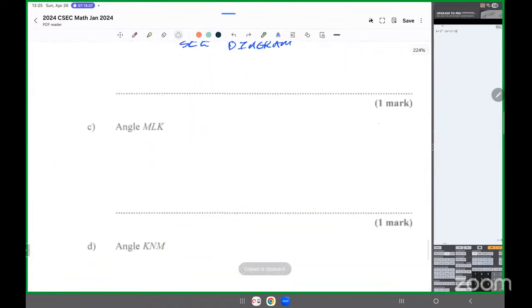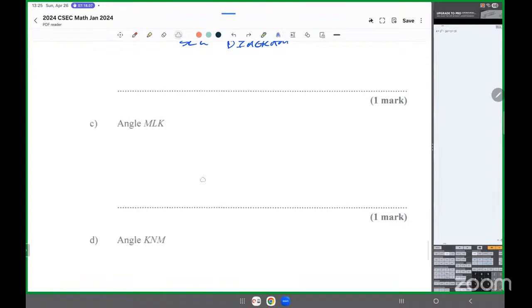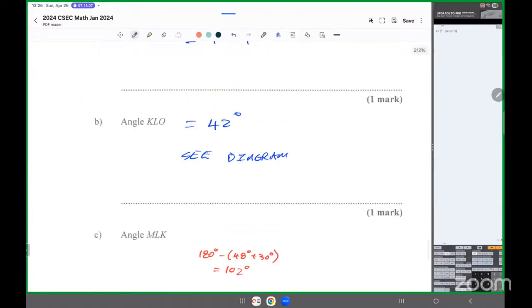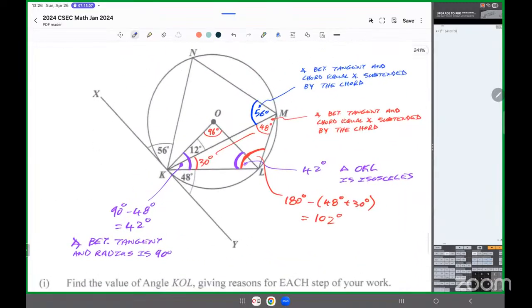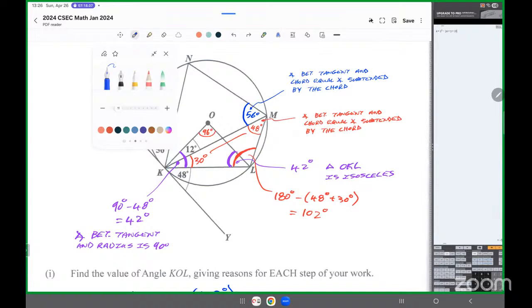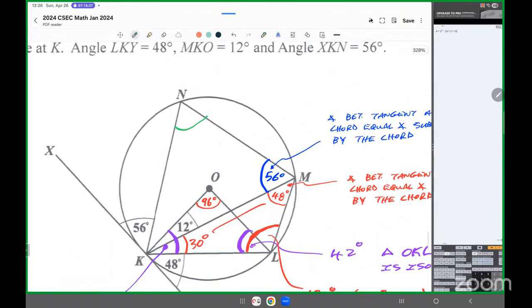Down here, for this one, they want angle K and M. Let's see where that one is. Angle K and M. Where's the K and M? They want this angle up here. Let's use a different color, let's use green, I've not used any green. So they want this angle now.